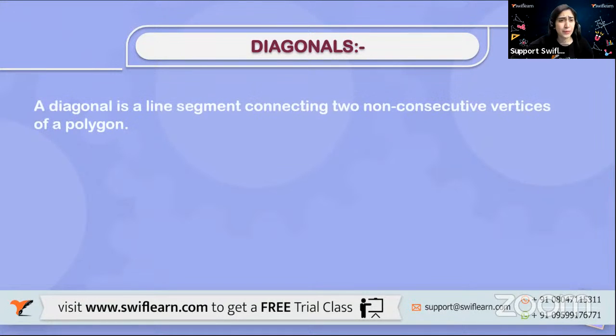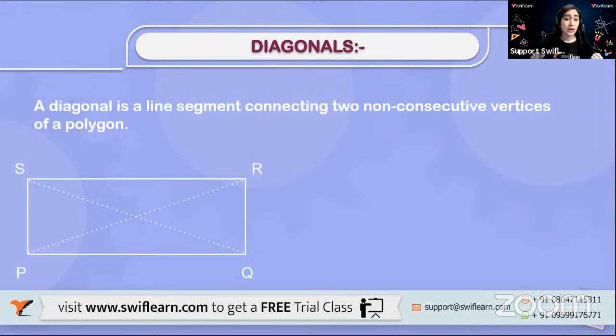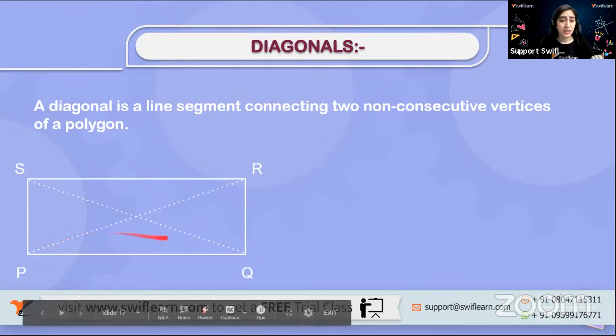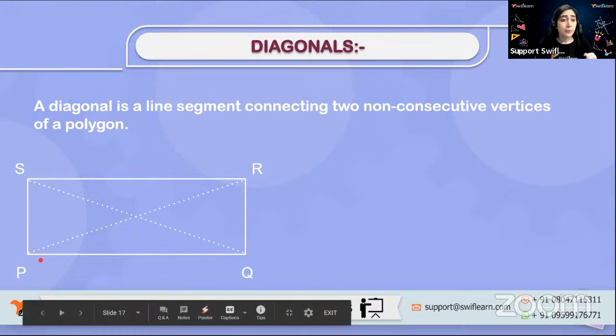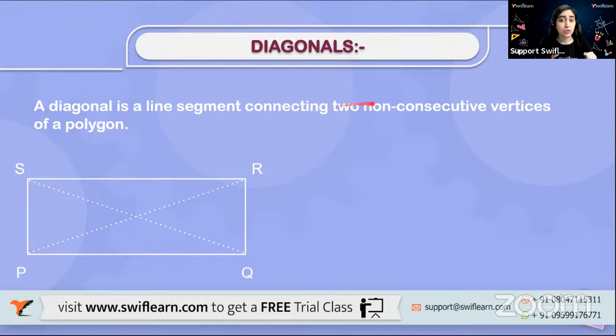All right. Now let's move on. What is a diagonal? What do I mean by a diagonal? We know that a rectangle PQRS is a quadrilateral. We can say it is a rectangle as well. That's not a problem. But what is a diagonal? A diagonal is a line segment that connects 2 non-consecutive vertices of a polygon. What do I mean by non-consecutive vertices?